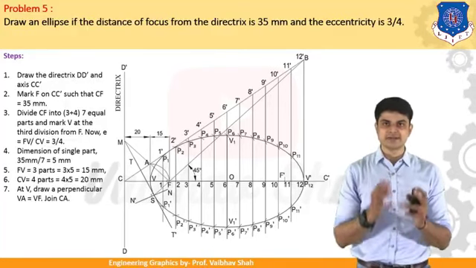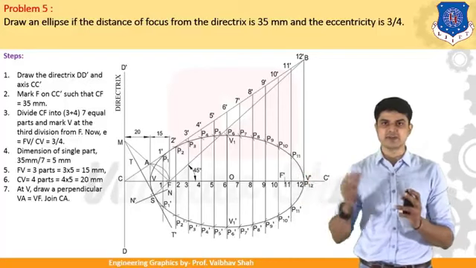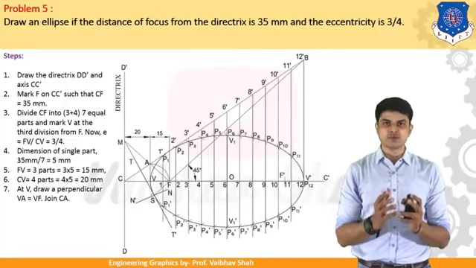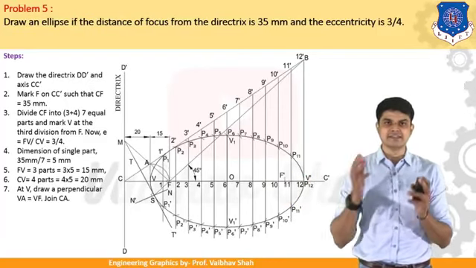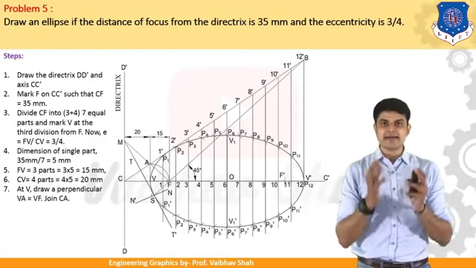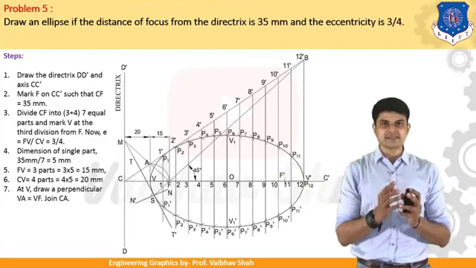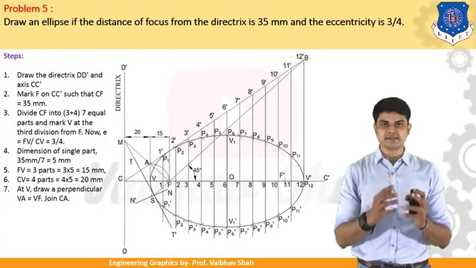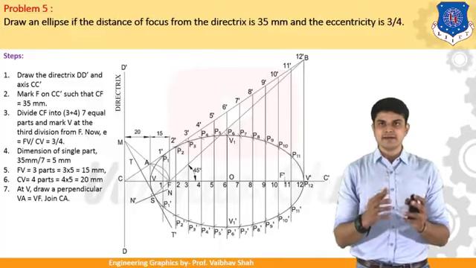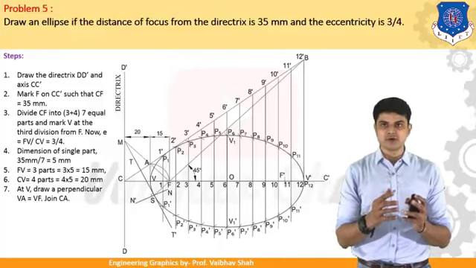So first you need to draw the directrix, which is DD dash, as you can see. Then after you should draw a random horizontal line like CC dash, as you can see. Then after, what we need to do? So here let us define: what is eccentricity? Eccentricity is 3/4.